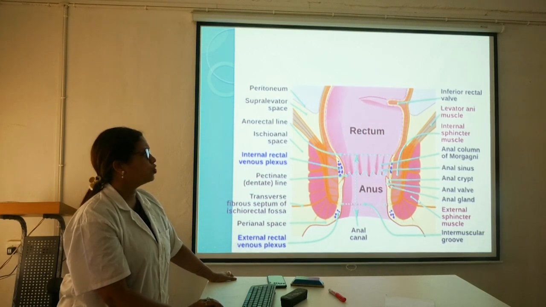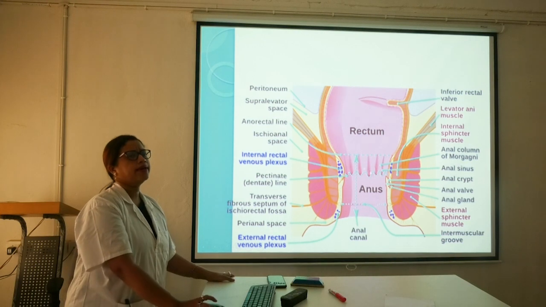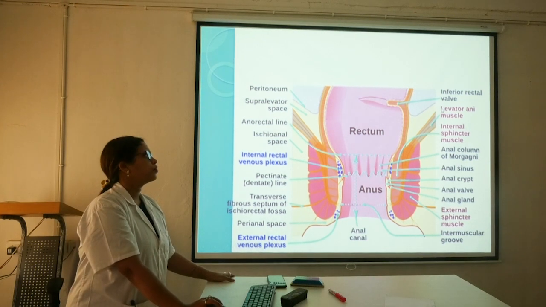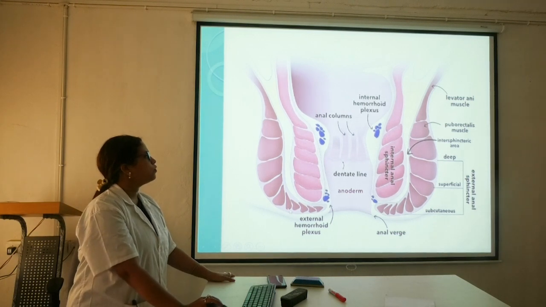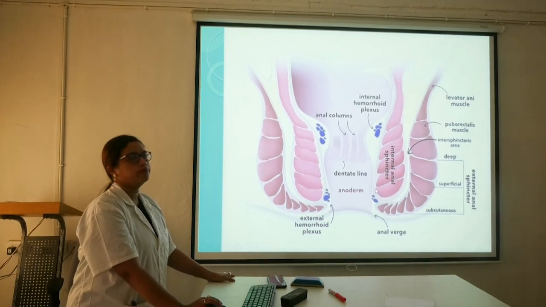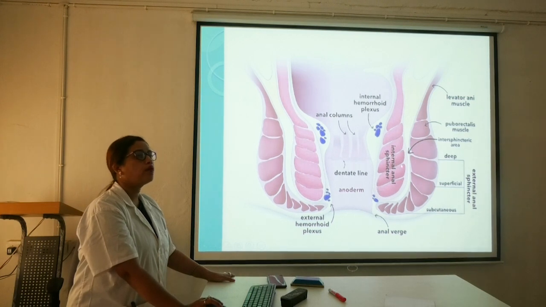And there is also some corresponding gland over there. So these are the anal glands. So this is also the same thing. So see which one is known as the anoderm. So anoderm is also known as the white gland.